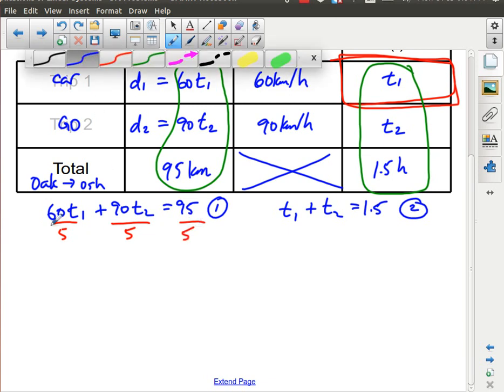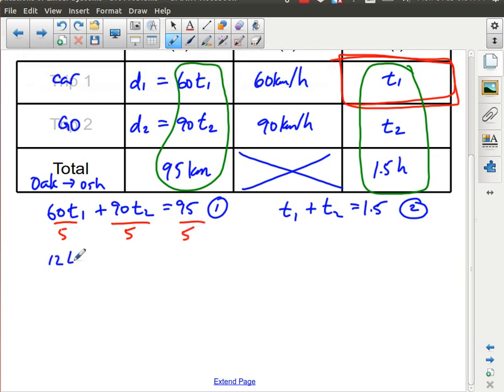And from that I end up with 60 divided by 5 gives me 12 T1 plus 90 divided by 5 gives me 18 T2, and 95 divided by 5 gives me 19.